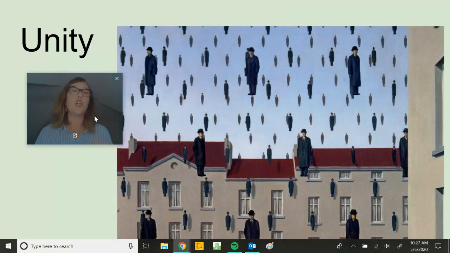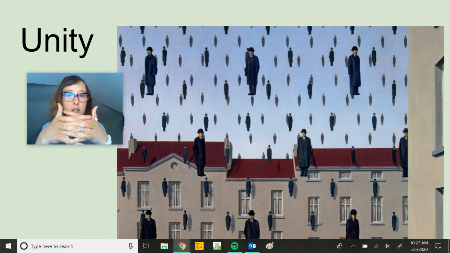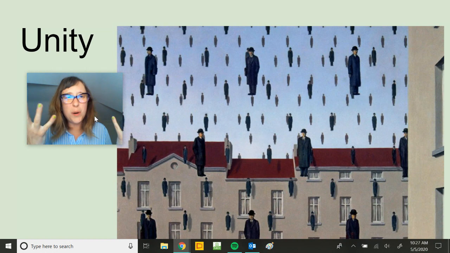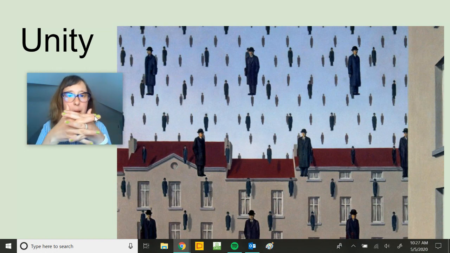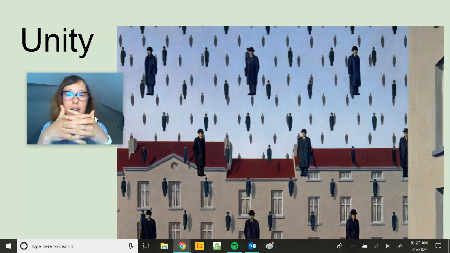Next is unity. Unity is when things are coming together as one. If there were just one man in the sky, it wouldn't look unified. But because there are so many scattered around, it's all connected with unity.